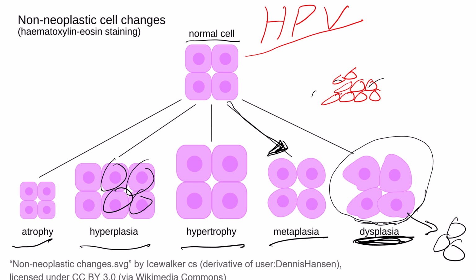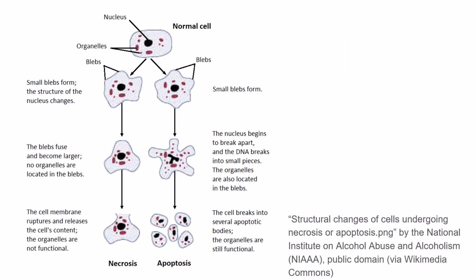And if that keeps going, it can become cancer. All right, on to our next slide. In this slide, we talk about different ways that cells can die. So you heard me talking earlier about how cells can have mutations or mistakes in the DNA, and eventually those cells could become cancer. So how does your body protect against cancer?